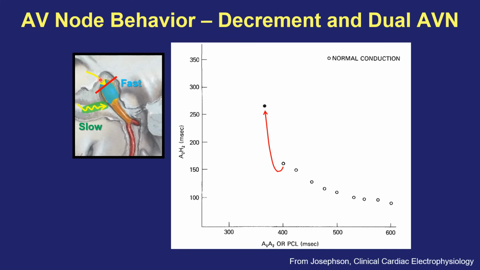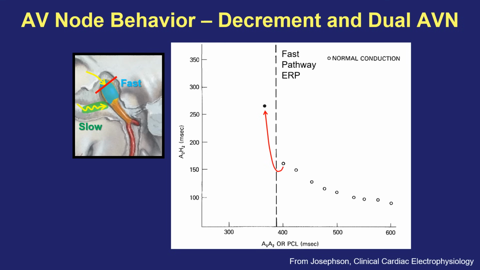So as we block in the fast part of the AV node, we now give carte blanche to the slow component of the AV node to conduct with its slower timing down to the His bundle. So the AH interval that is now generated is much longer than it was when we were conducting down the fast, because the slow pathway is slower.